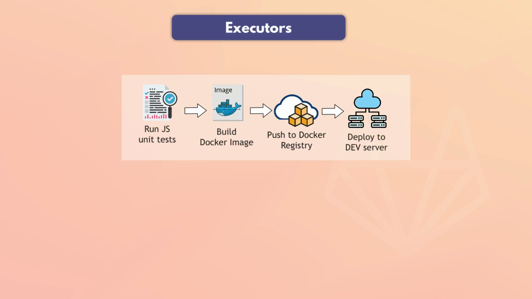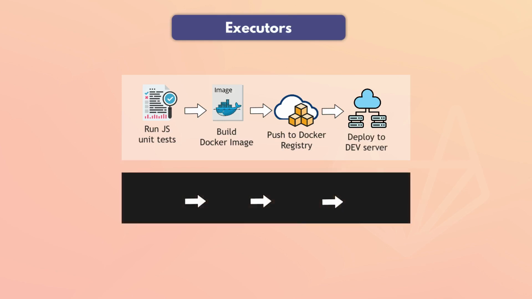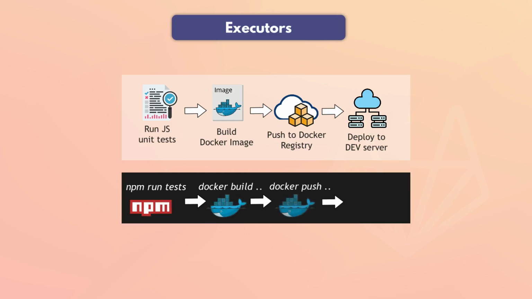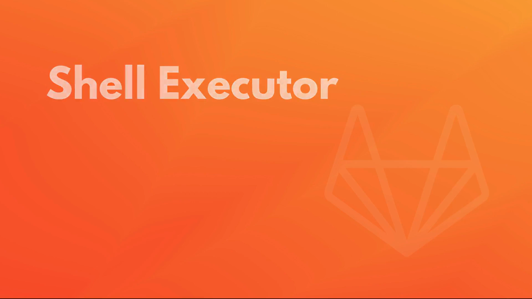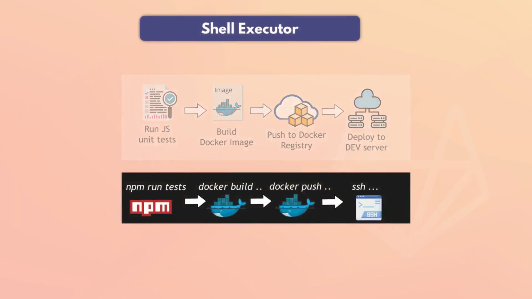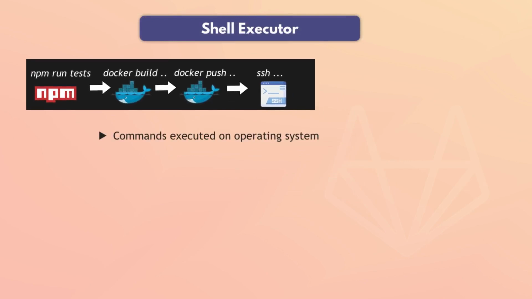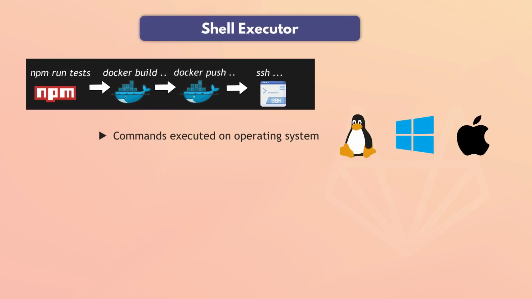How would you normally execute this? Well, we have commands for these tasks, right? For example, to run the JavaScript tests, we would execute the npm run tests command. We have the docker build command to build the image, docker push to push the image to the repository. We can deploy to a remote server using an SSH command, and so on. So these are all commands that can be executed on an operating system directly, right? Like Linux or Windows, etc.